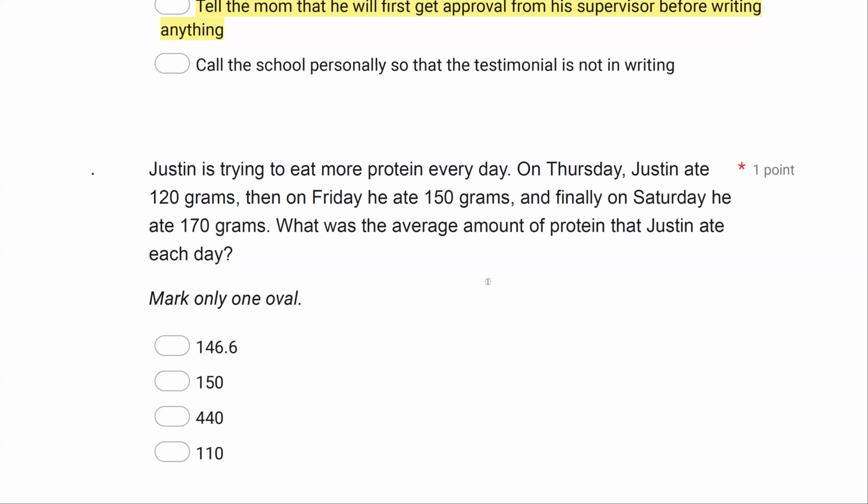Justin is trying to eat more protein every day. On Thursday, Justin ate 120 grams. Then on Friday, he ate 150 grams. And finally on Saturday, he ate 170 grams. What was the average amount of protein that Justin ate each day?